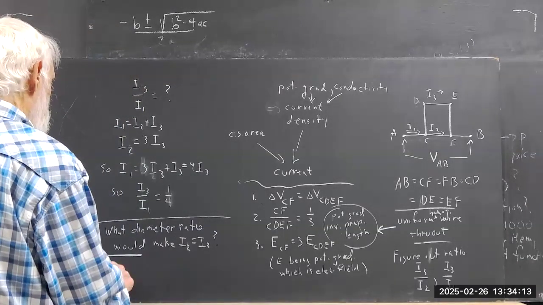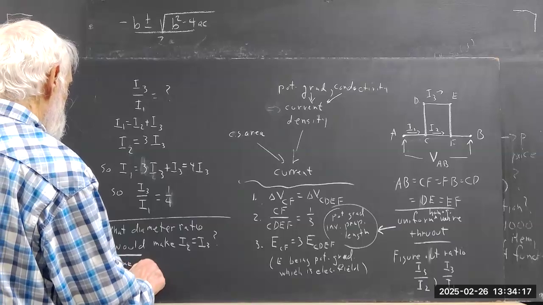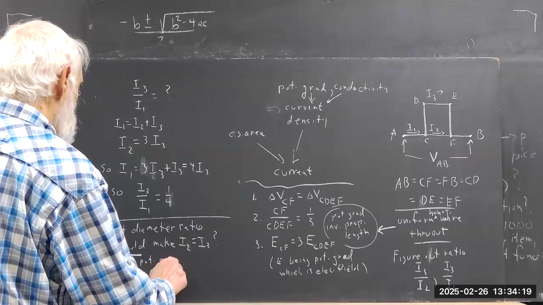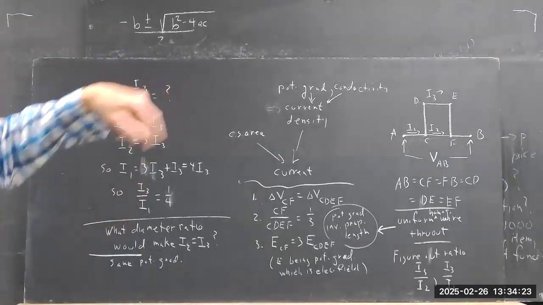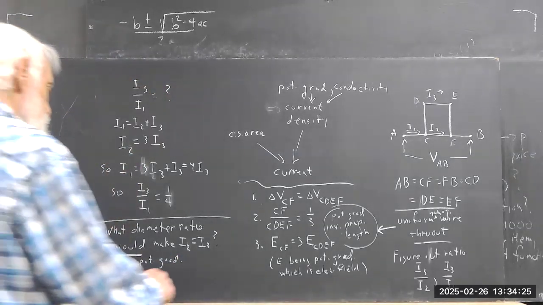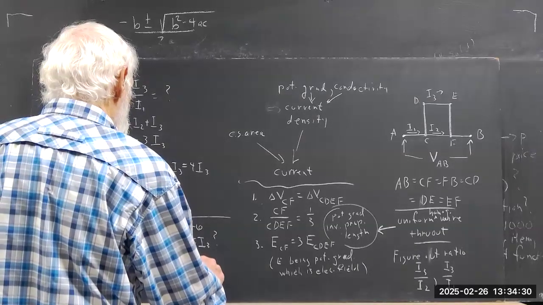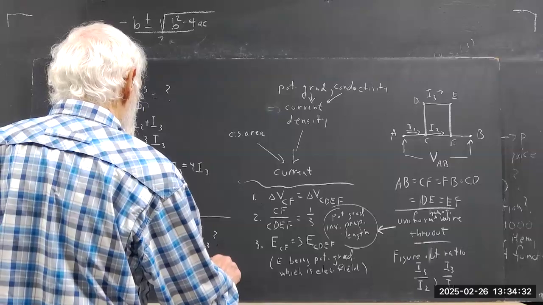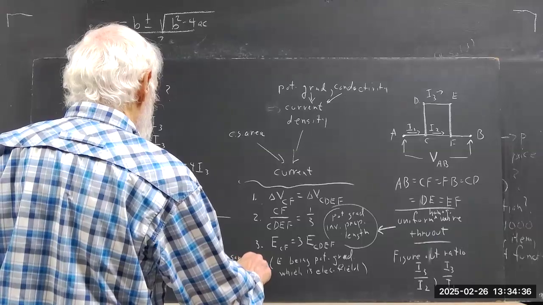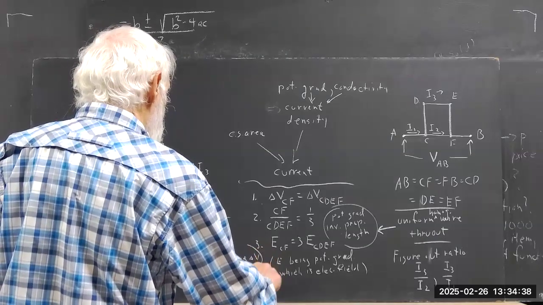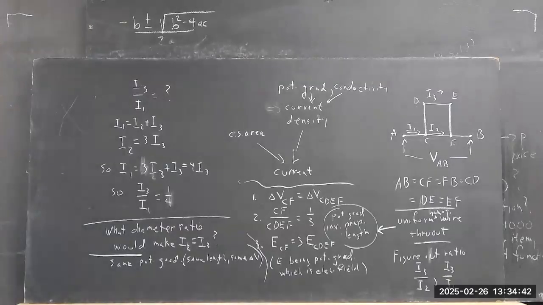First of all, you still have the same potential gradient if you've got the same length. Same length, same potential difference, right?